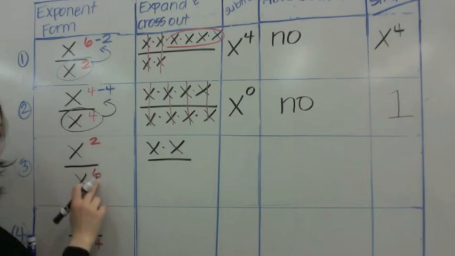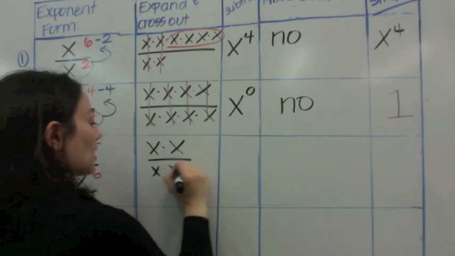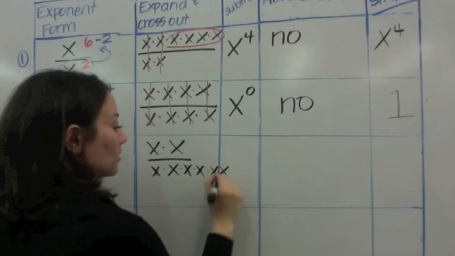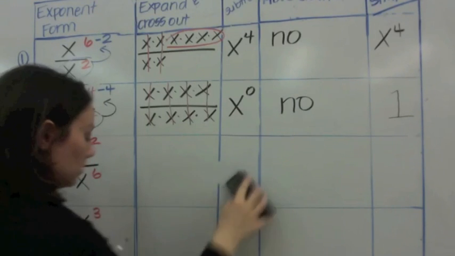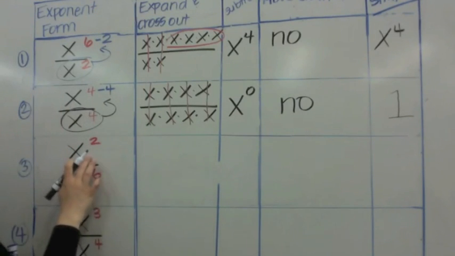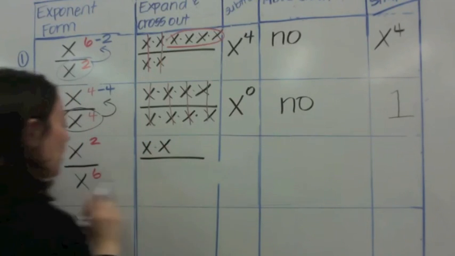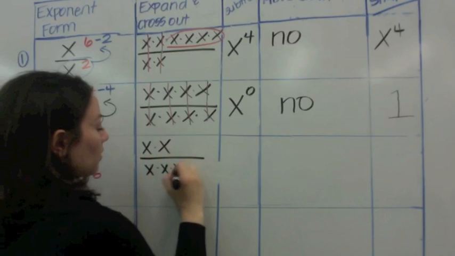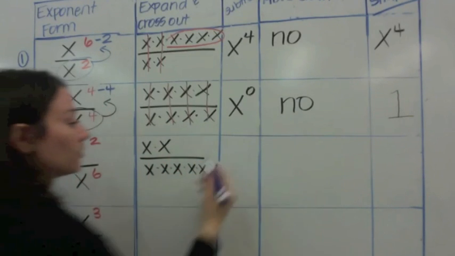How many x's? 6. You say x times x times x times x times x times x. Okay, I'm going to rewrite that really quick. How many x's at the top? 2. So you're going to say x times x. And how many at the bottom? 6. So you're going to have 1, 2, 3, 4, 5, 6. And they're all being multiplied together.